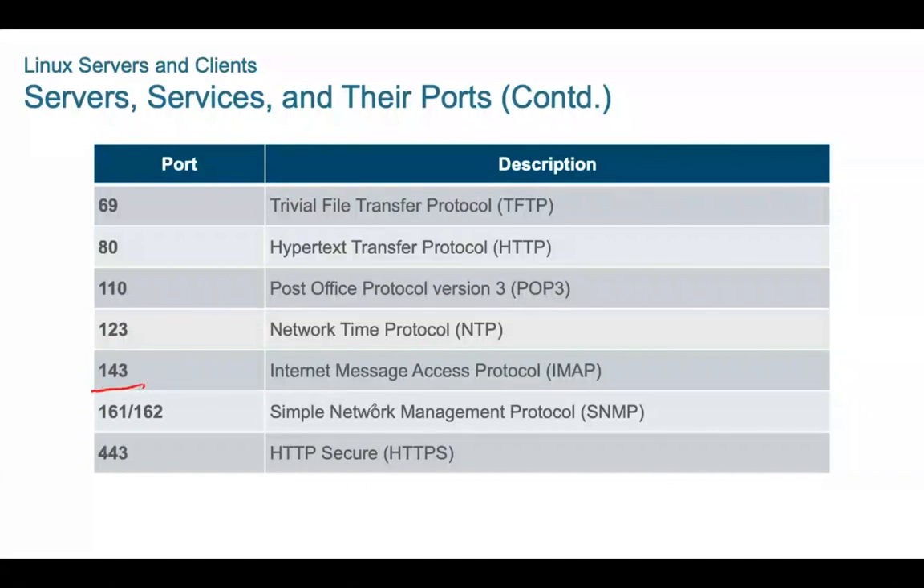Port 143 is reserved for Internet Message Access Protocol, and ports 161 and 162 are used for SNMP, Simple Network Management Protocol. We are going to talk about each of these protocols in detail in coming lectures. Port number 443 is used for HTTPS, HTTP Secure. For HTTP we use 80, and for an HTTPS secure connection we use 443.